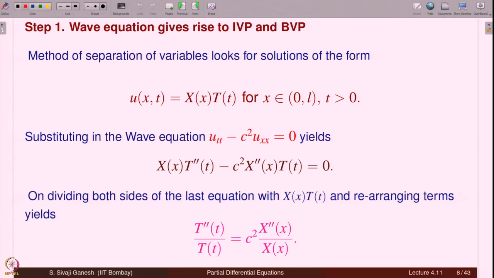Now, we divide this equation with X(x) into T(t) and then rearrange terms, we get this. We get T double dash by T equal to c square X double dash by X.